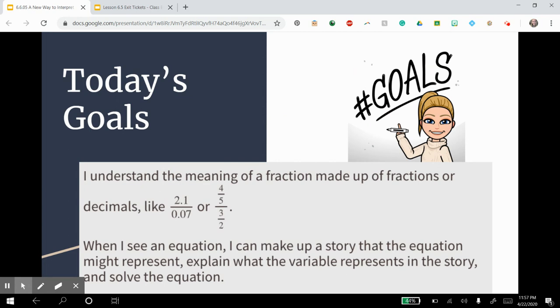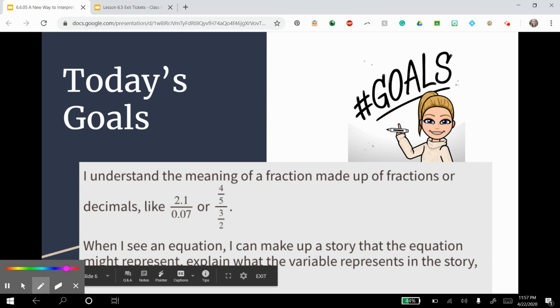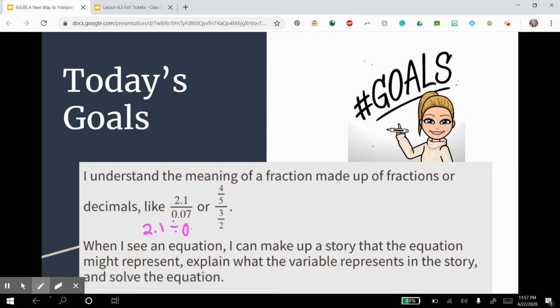So today you're going to understand the meaning of a fraction made up of fractions or decimals, like 2.1 divided by, I should read this the decimal way, sorry, 2 1/10 divided by 7/100, or 4/5 divided by 3/2. And I'll just rewrite these really quickly as division, 2 1/10 divided by 7/100. Always numerator divided by denominator. 4/5 divided by 3/2. Sometimes we see this and we freak out. Don't freak out, just know it's division, right?